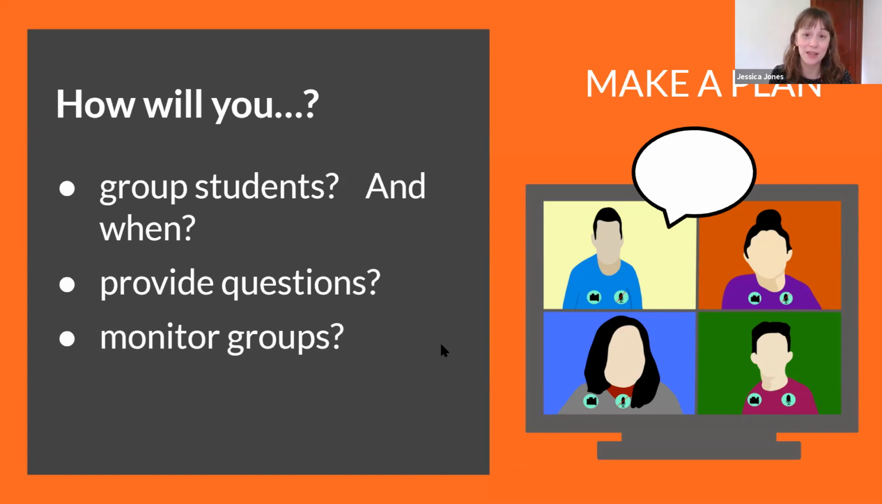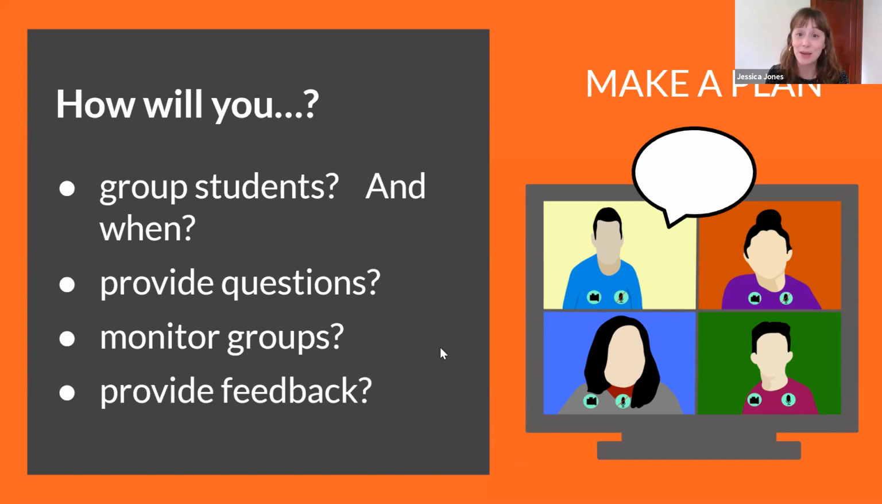And then how will you monitor the groups? So it might be that you want to pop into each group on your own. It might be that you recruit some volunteers. This is a really excellent job for community volunteers who can learn a routine well and become really experts at facilitating those routines. And in that case, I lead a class like that, and students and volunteers can keep one conversation going for half an hour when they have that extra support.